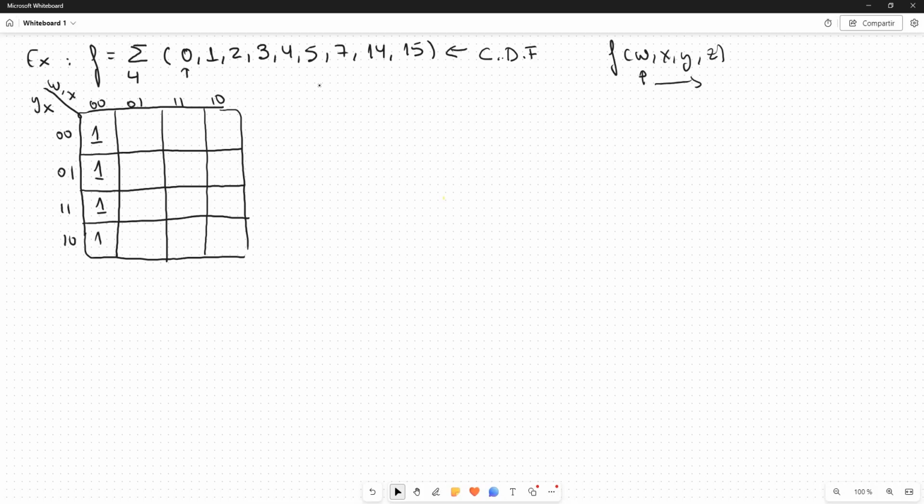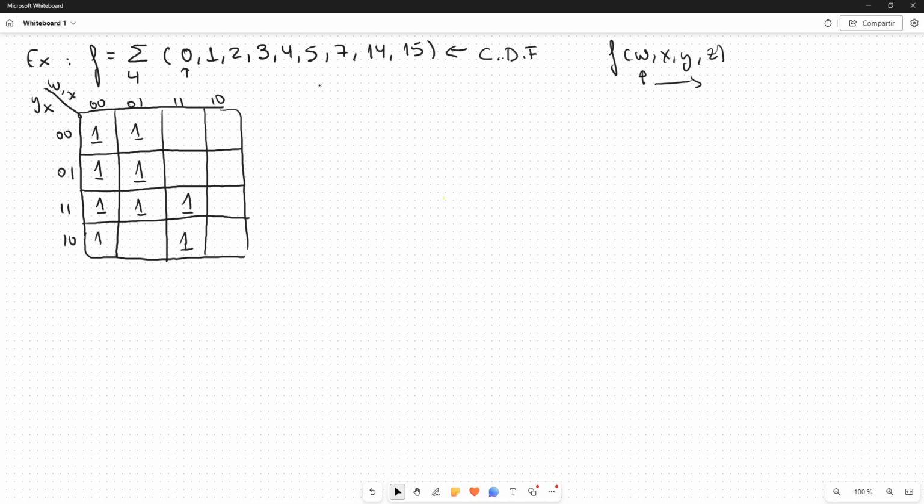Minterm 4, 0, 1, 0, 0, is here. Minterm 5, 0, 1, 0, 1, is here. Minterm 7 is 0, 1, 1, 1, so it's here. And minterm 15 is 1, 1, 1, 1. And minterm 14 is 1, 1, 1, 0. Here. So this is the Karnaugh map. This is how we translate from the canonical disjunctive form, for example, to the Karnaugh map. Not always are we going to start with a truth table. So this is the way.